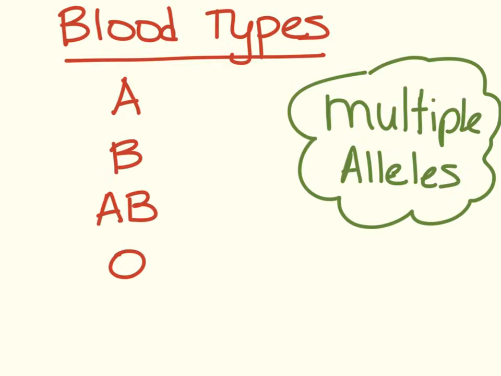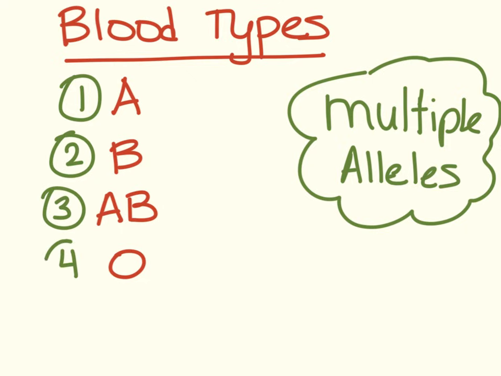When we look at blood types for humans, we have 4 different possibilities: type A blood, type B blood, type AB blood, and type O blood. Now, previously, we've noticed that there were only 2 alleles possible. It would be tall or short, or green or yellow. Those were only 2 options. Now we have 4 options, and that's because this particular trait is governed by multiple alleles.